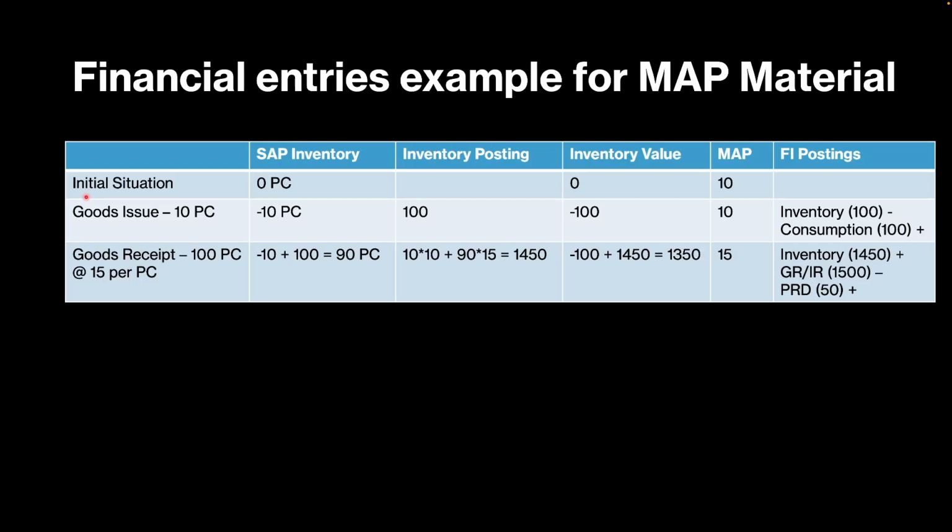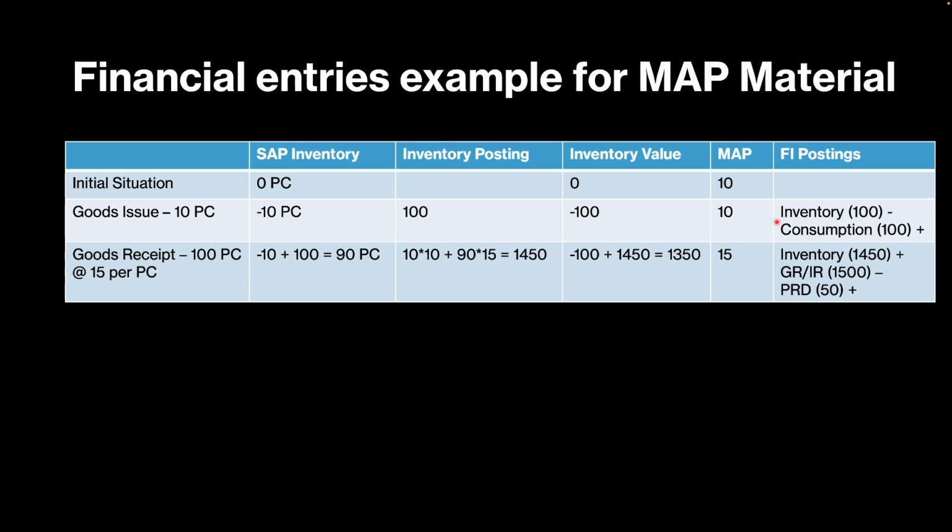Now let's see how the stock value got determined in the current case that we saw in this video. Initially we did not have any stock, and the moving average price that we entered in the material master when we created the material was 10 rupees. Then after activating negative stocks, we did a goods issue for 10 pieces. So the SAP stock changed to minus 10, and the value that was posted was 100 rupees. This value was determined by multiplying this quantity with the moving average price, and the inventory value was updated to minus 100.